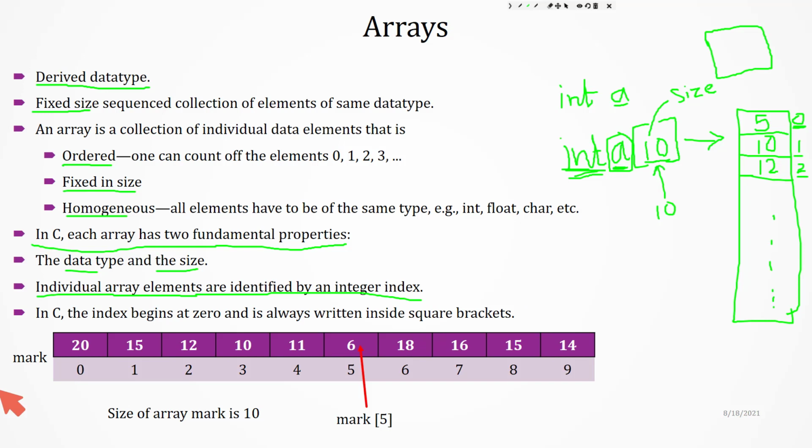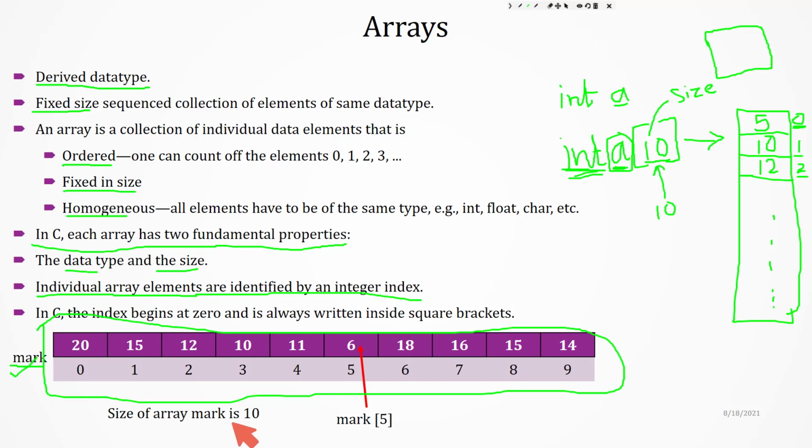So here I have an array called mark, where I stored marks of 10 students: 20, 15, 12, 10, 11, 6, 18, 16, 15 and 40. So this entire array is called mark. The entire array can be called mark. And the size of the array is 10 because I want to store marks of 10 students. So that means in this array I will have 10 cells.